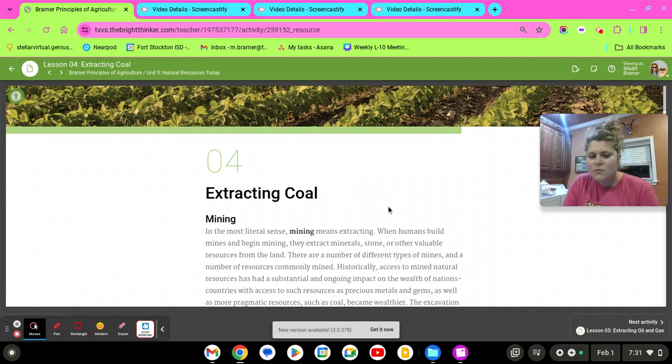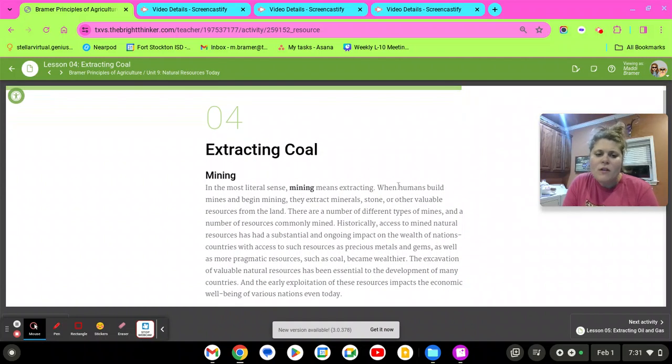All right, so lesson 4 is all about coal. If you don't know that, coal is a valuable resource. It used to be used a lot more for running our engines, our steam engines, or our trains and things like that. It's still highly useful, but it has to be done by mining.